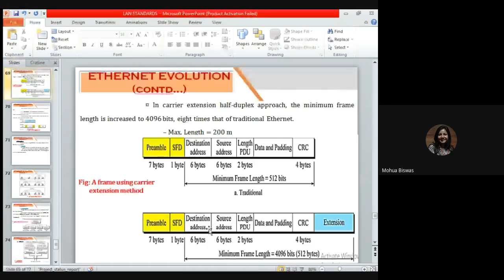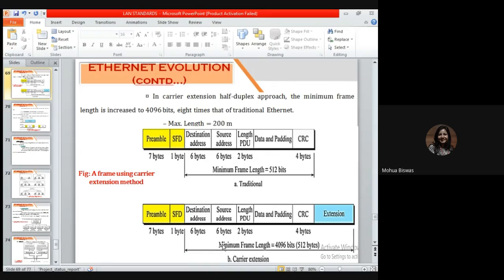The second one is the carrier extension. What do you mean by carrier extension? Here, what will happen is, as we know about the minimum frame length, that is 512, it is the traditional one.